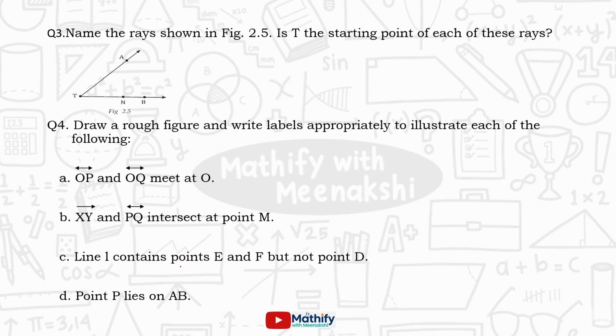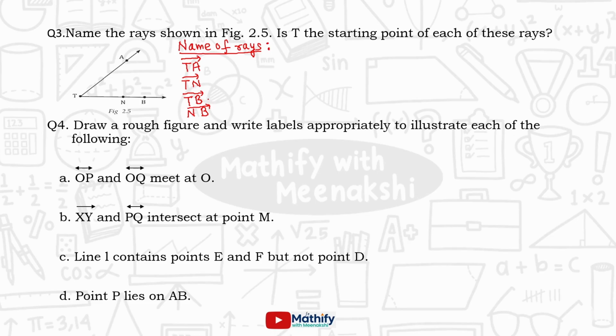Name the rays shown in figure 2.5. Is T the starting point of each of these rays? Just see carefully. First, you have to write the names of the rays. How many rays are there? Let's write that first. Now, for this ray, you can write the name as TA. As I told you, you always start from the point towards the arrow whenever you have to write the name of a ray. Now, this ray is TN, second is TN, if you see from T to N. Now, from T to B, that's TB, and then last NB.